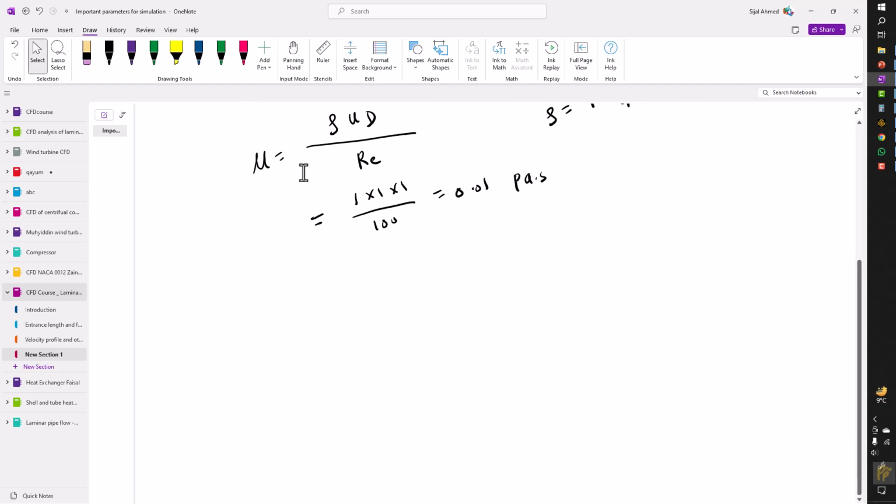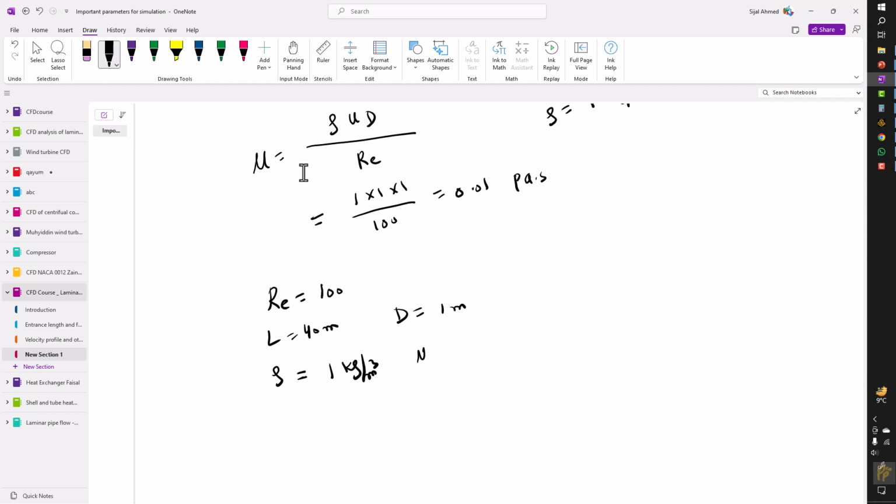Okay, now we have all these properties. Let me summarize: the Reynolds number is equal to 100. The length of pipe is equal to 40 meters. Diameter is equal to 1 meter. And the fluid properties: density is equal to 1 kilogram per meter cube, and the viscosity, this is dynamic viscosity, is equal to 0.01 Pascal second, and also the boundary condition is velocity equal to 1 meter per second.